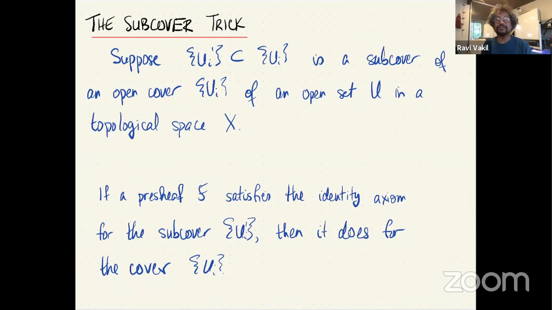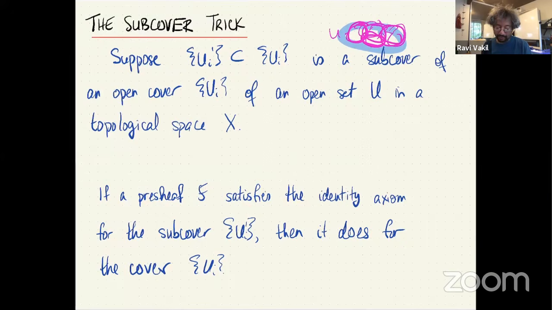Okay, so now comes the next trick I want to say. Imagine that you had an open set U, and you covered it with smaller open sets, and you're curious about the sheaf axioms for that cover. Let's say you had a smaller cover, a subset of the open sets. In fact, you might have had 17 sets covering you, but you could restrict to just 4 of them, and they would also cover you. So it's a subcover.